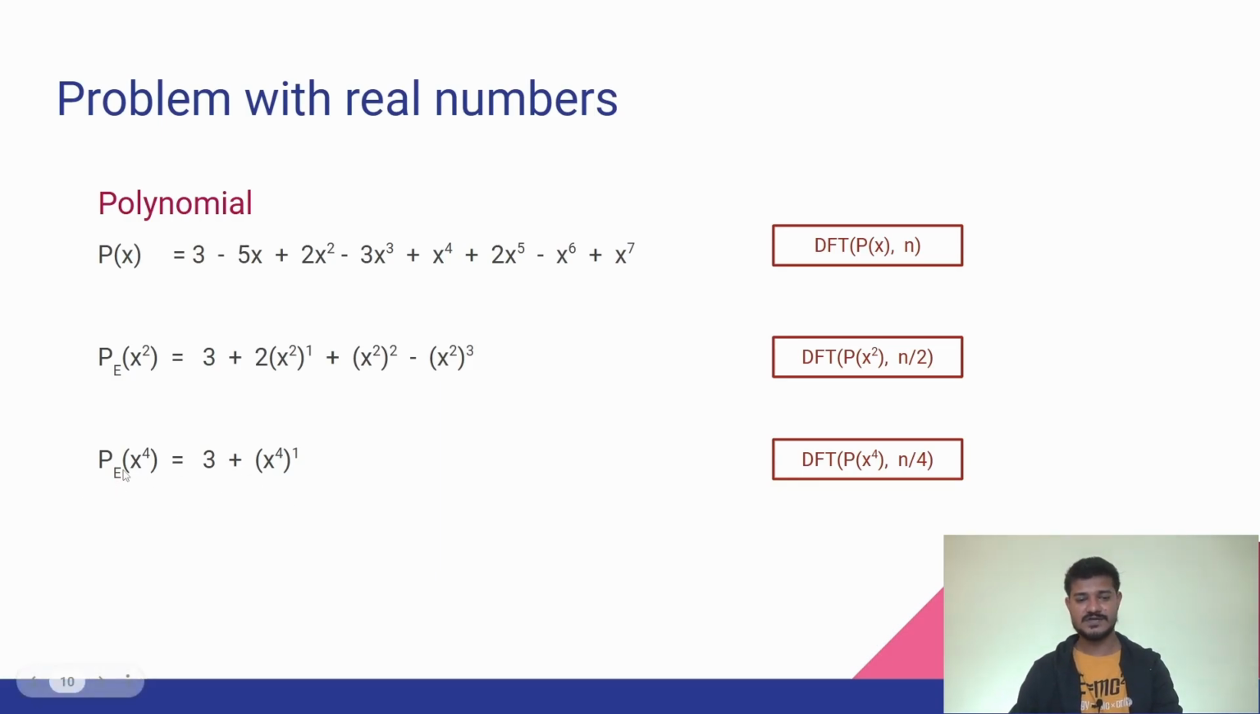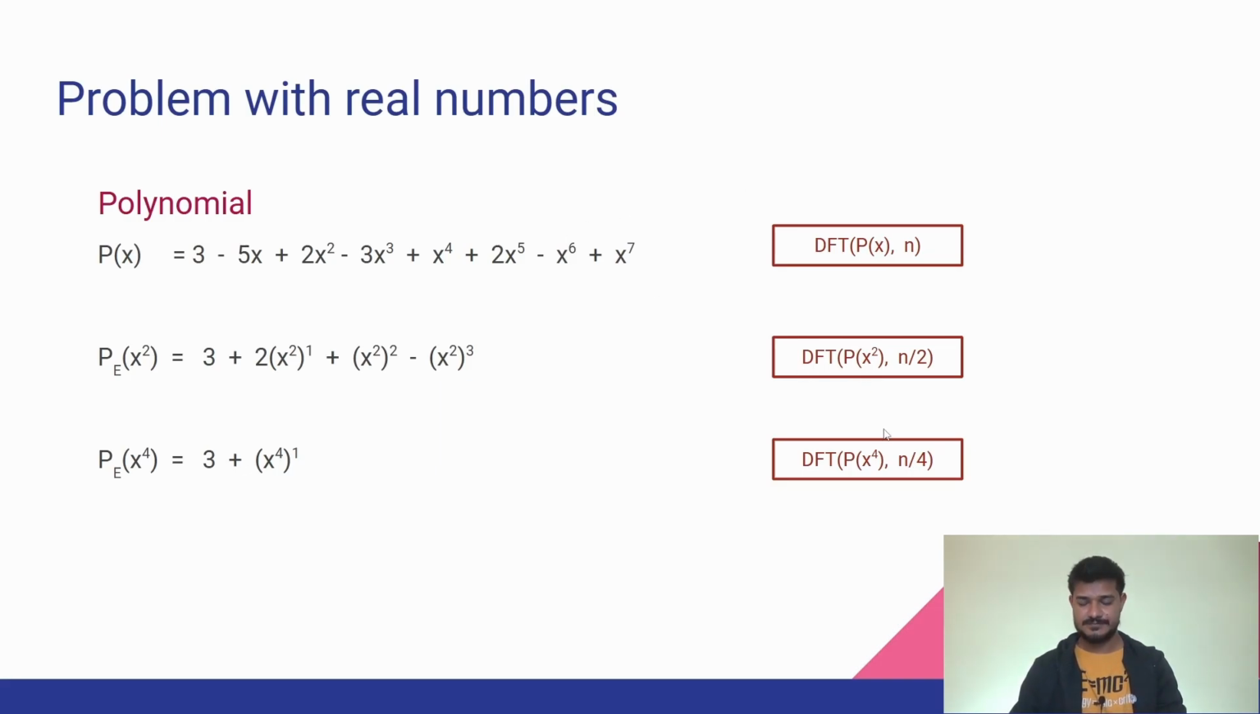So this is polynomial of x raised to power 4. And we make a recursive call to DFT p of x raised to power 4 with n by 4, because this needs to be evaluated on n by 4 different points, right? So this is how the calls happen in the recursion that we just built.